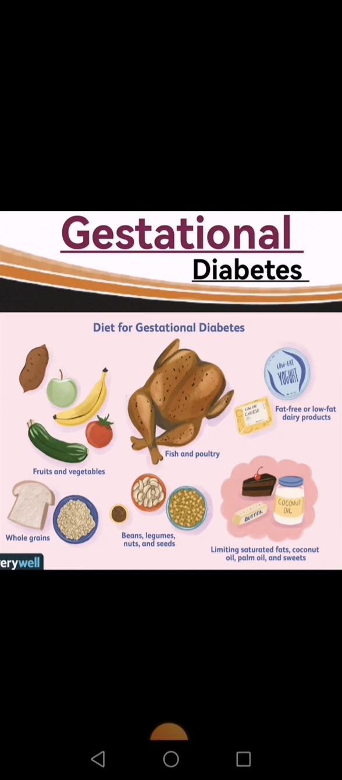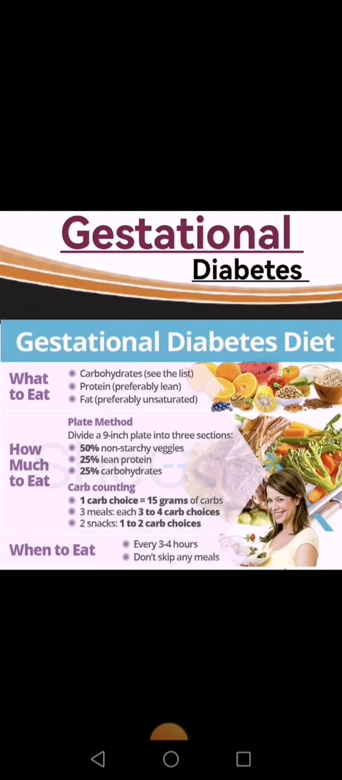How to treat gestational diabetes? Now here is another chart for gestational diabetes. What to eat first? That is carbohydrate, as we have shown you the list of carbohydrates earlier. Protein is preferably taken, while for fat, unsaturated fat is taken. Next is the plate method. Second is carb counting. So how much to eat?